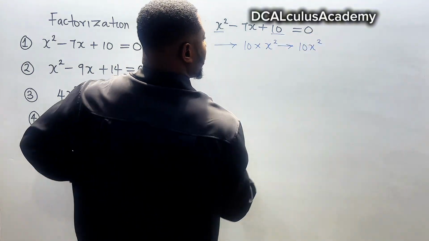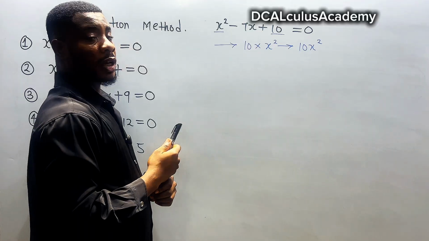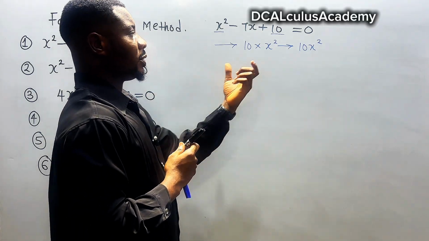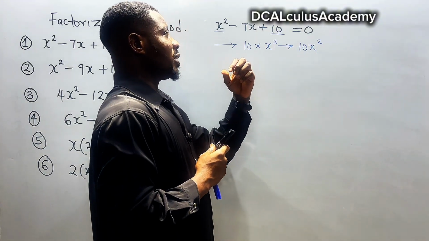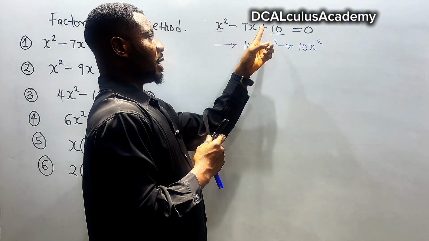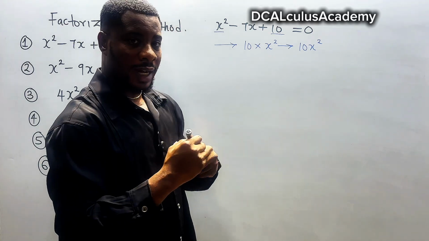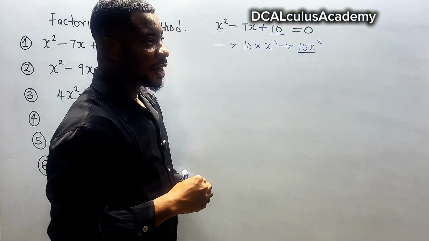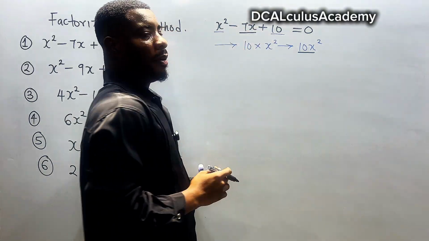Okay. Now, from 10x squared, we are going to produce two factors. Such that when I multiply the factors, I'm going to get 10x squared. And when the factors are added, I'm going to get minus 7x. So when the factors are multiplied, I am going to obtain this. And when the factors are added, I should obtain this.